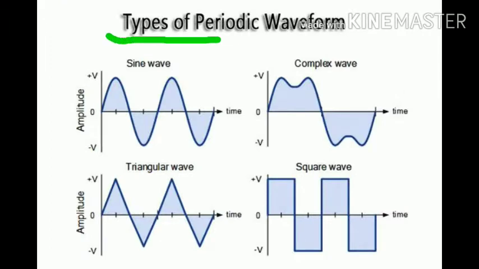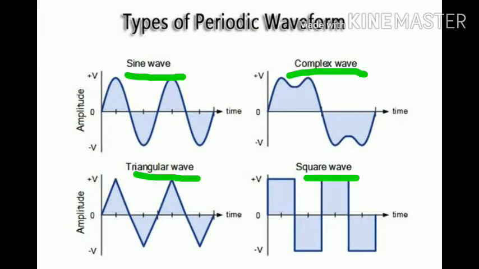Here are the types of periodic waveform: the sine wave, the complex wave, the triangular wave or the square wave. First we look at the sine wave. We know electricity means the sine wave or the cos wave, that is the sinusoidal waveform. The complex waveform is not a sine wave or a cos wave. The triangular waveform looks like a triangle, and the square waveform looks like a square. So we may see these types of waveform.